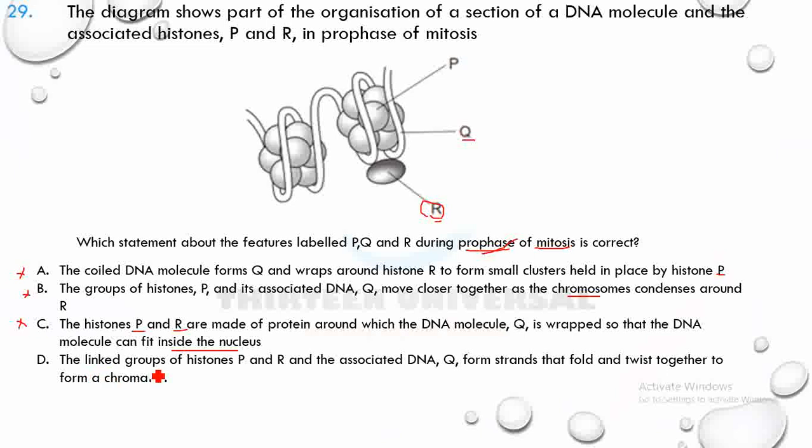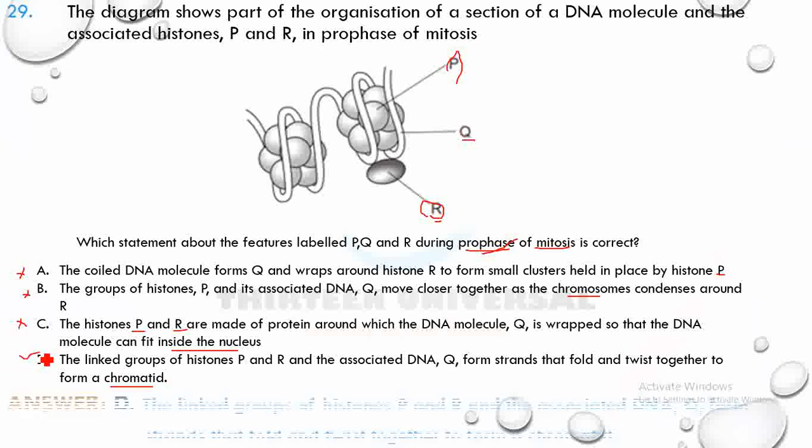D says the linked groups of histone P and R and associated DNA Q form strands that fold and twist together to form chromatin. So remember, Q is DNA, R and P are histone linked groups. Remember that chromatin is formed during prophase. At prophase, the chromosomes condense. Of course, the chromatin condenses to form chromatids, and that's what happens at prophase. So D is the answer.